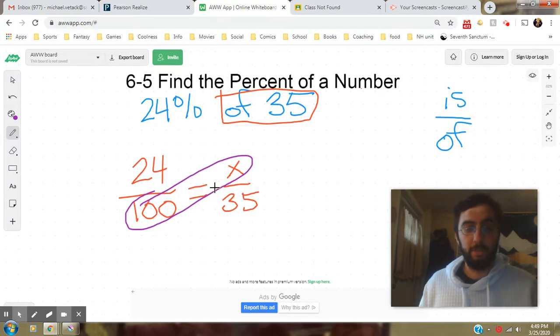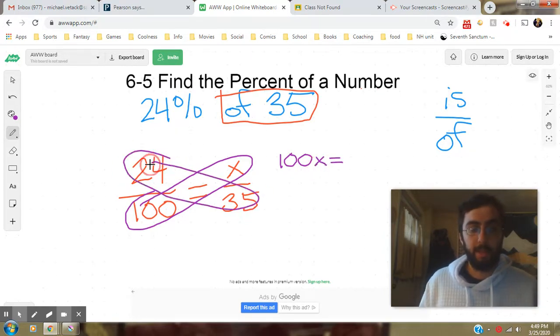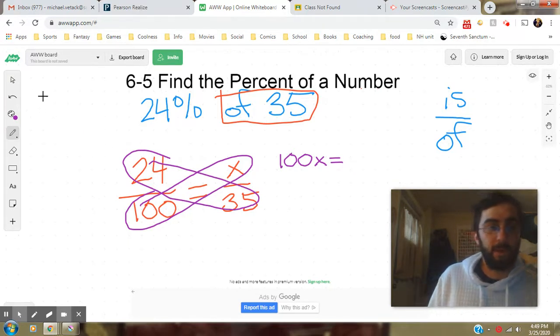So 100 times x is equal to 100x. And then 24 times 35. I don't know that right off the top of my head. So let's do that over here.